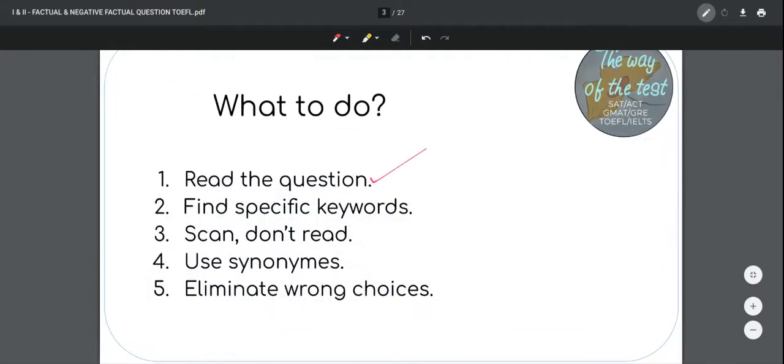Okay, what should we do? We're going to read the question first, again, just to see what question type it is. And once we notice that it's a factual question, we're going to find the specific keywords in the question. And then we're going to scan, don't read, we're going to scan the text to find the specific keywords that we just found in the question. And then we're going to see what the text says about those specific keywords. Again, when we scan, we're going to use synonyms because maybe the specific word as it is not in the text. Maybe it's a synonym, right? Maybe it's another word that has a related meaning, but the overall idea will be in the text. And finally, we're going to eliminate the wrong answers. We're going to eliminate the wrong choices, okay?